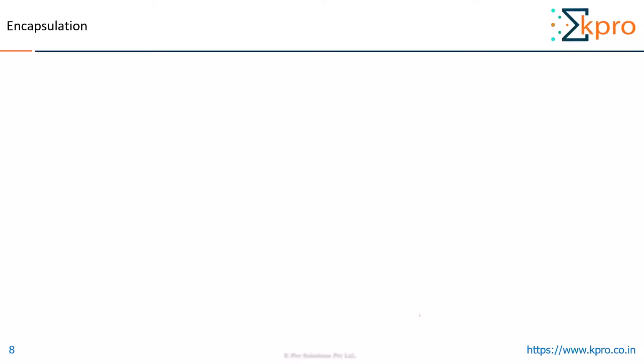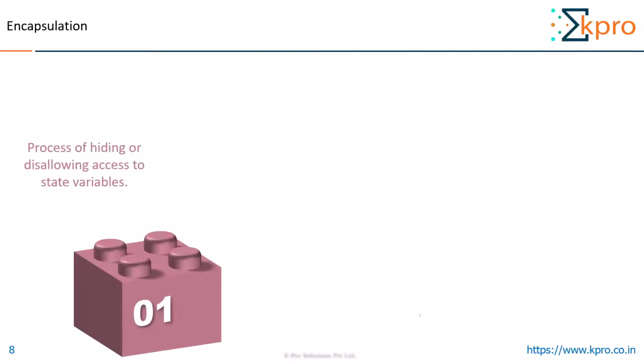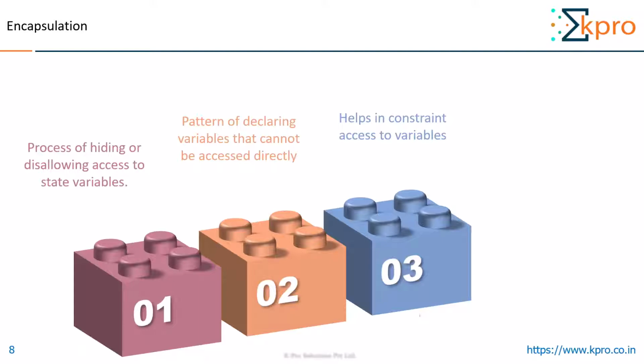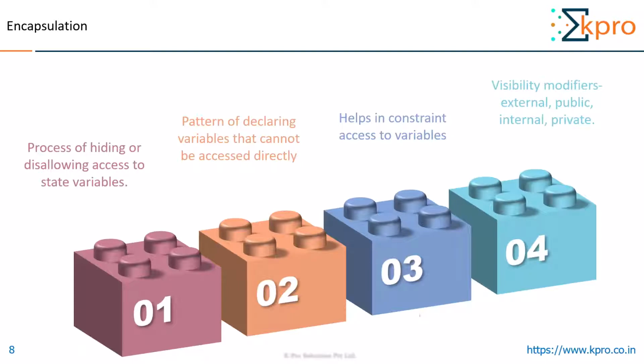Now let us talk about encapsulation. So encapsulation is a process of hiding or disallowing access to state variables. It also refers to the pattern of declaring variables that cannot be accessed directly in order to change its state. Encapsulation helps in constrained access to variables, and in order to do so, it has the visibility modifiers such as external, public, internal, private, which we have talked about in our previous examples. So this is all about encapsulation.